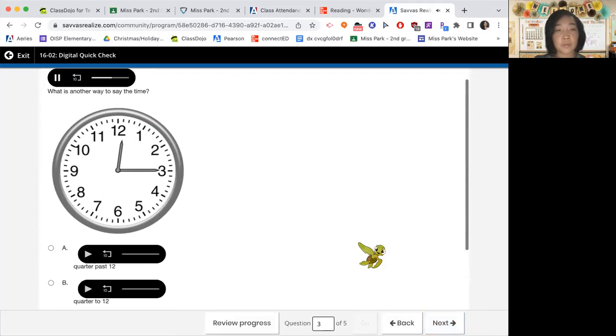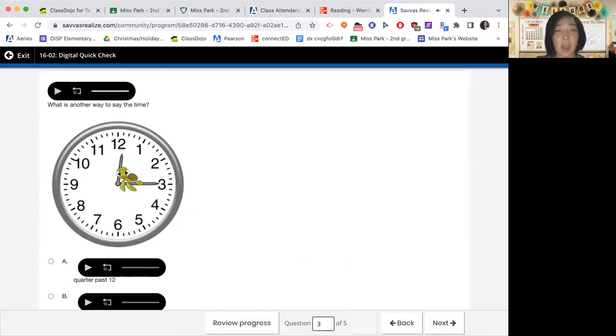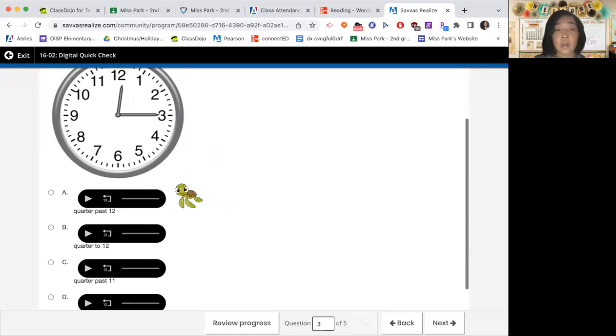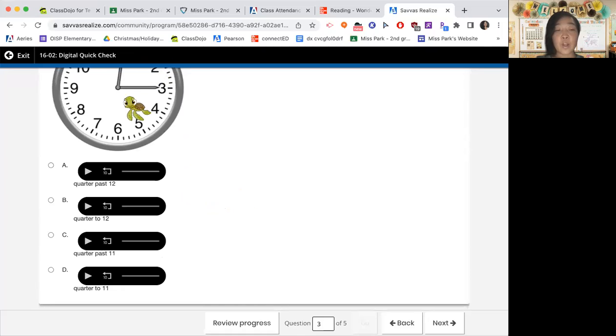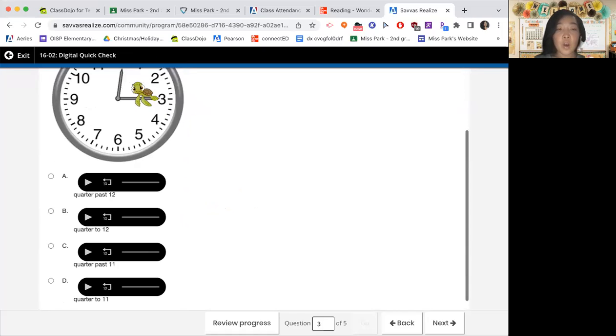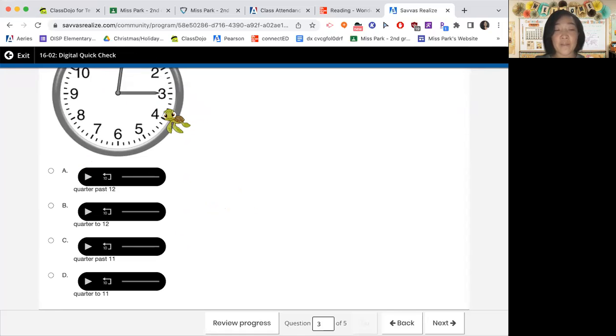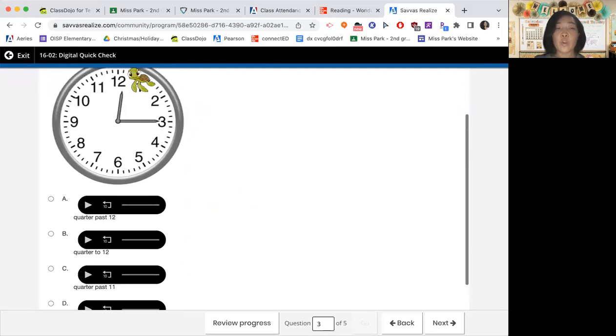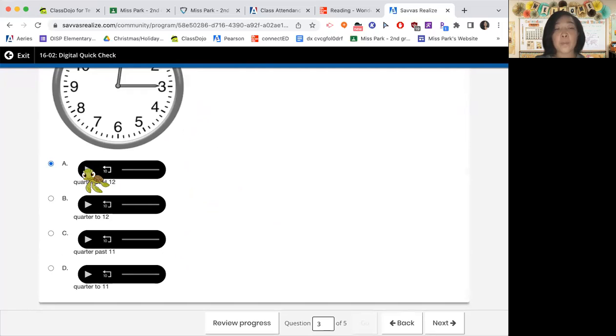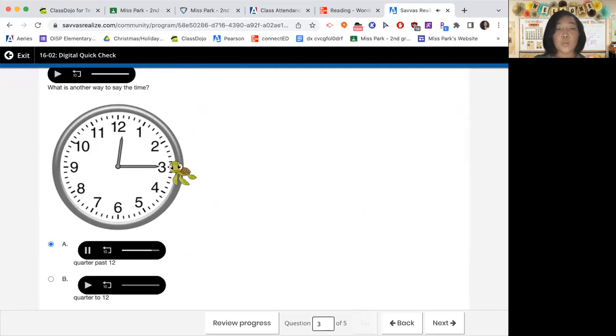Number 3. What is another way to say the time? So right now, let's see. The hour hand is between 12 and 1. So what time is it? 12, and then you count by fives. 5, 10, 15. So what is the time? 12:15. Okay, so it's 12:15, and we know it's a quarter. Is it a quarter to 12, so that means it's not 12 yet? Quarter past 11, which means 11:15, or quarter past 12? Quarter past 12, because a quarter has passed. This would be a quarter, 15 minutes.